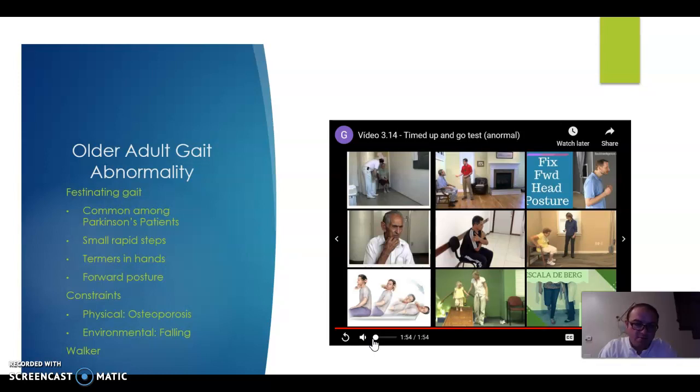And then environmental constraints would be areas where an older person could fall, and that's the scariest thing for an older population, is falling and breaking bones, because for that age group you could die doing that. And there are multiple studies that have shown that walkers, including robotic walkers, can help with someone that has Parkinson's gait.